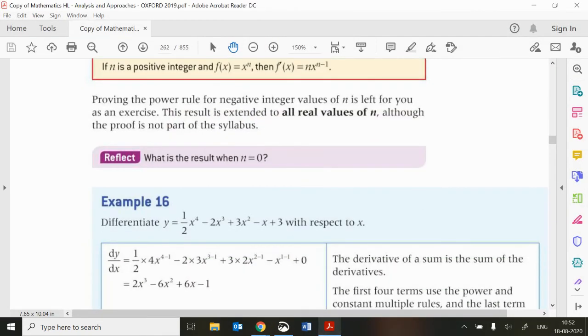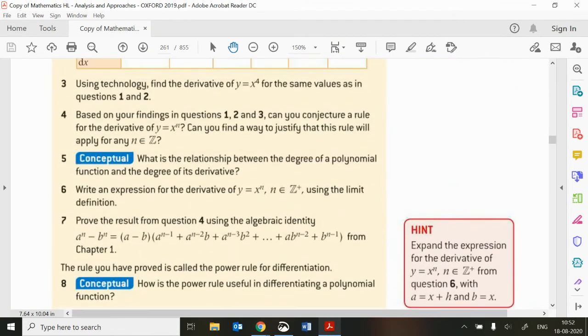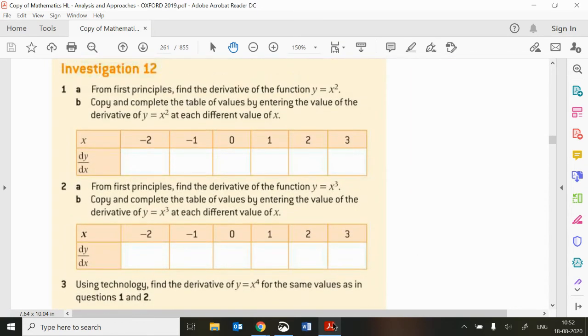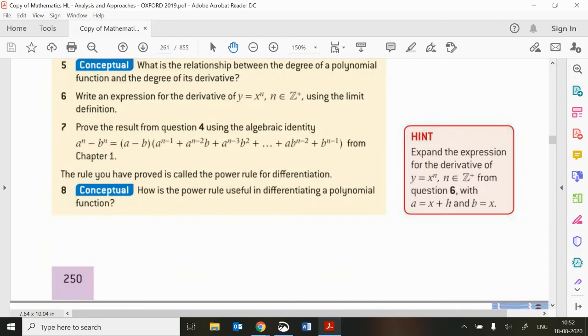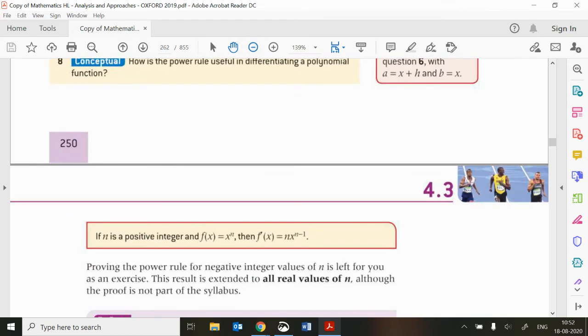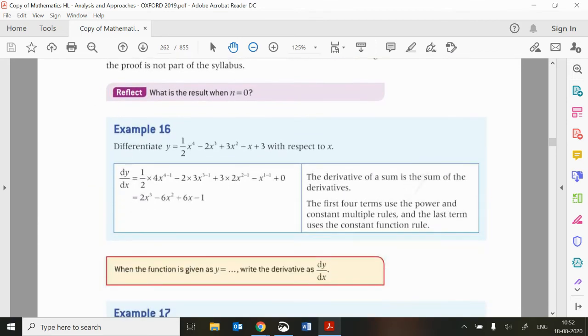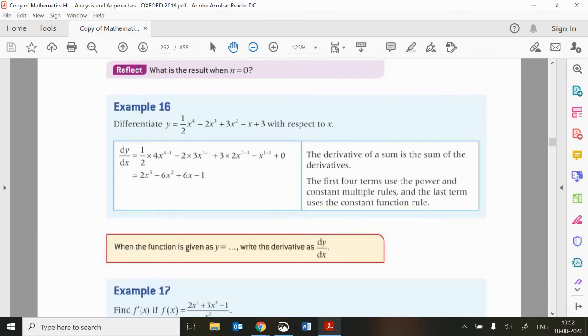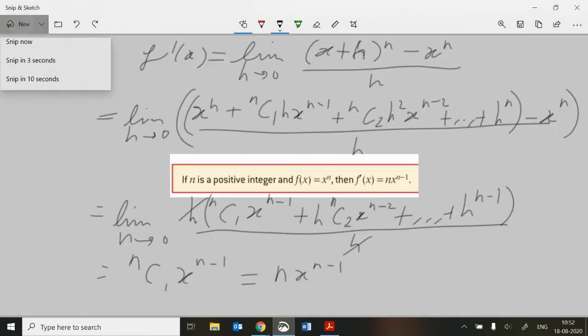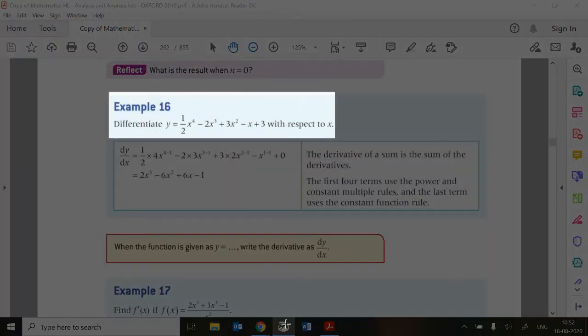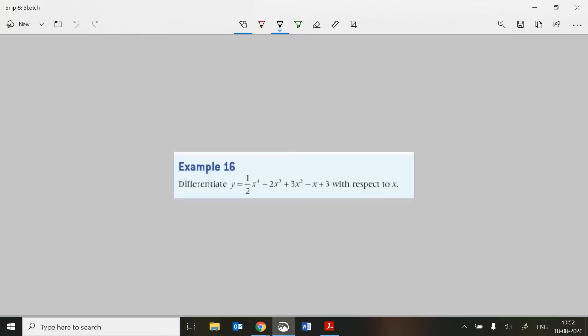Okay, so in the book, they lead you through this in investigation 12. Again, I'm not going to do that now. And then we've got here example 16. Okay, so let's do these then. Example 16, differentiate this with respect to x.